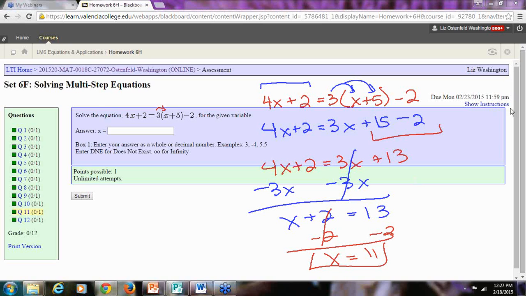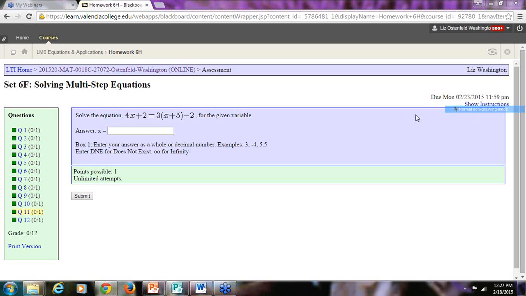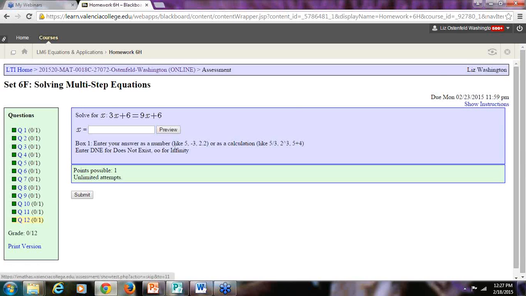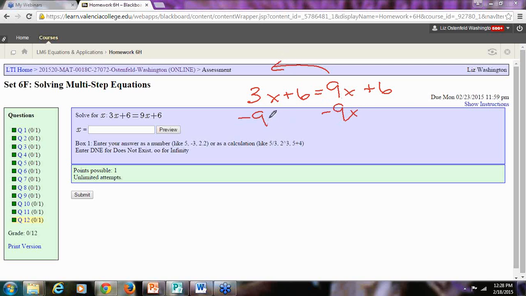Okay. Let's do the last one, which is number 12. I mean, number 12 is pretty much like the other ones, but I'll go ahead and do this one. So 3x plus 6 equals 9x plus 6. Here, I'm going to get the variable on the left by doing minus 9x. This leaves me with a negative 6x plus 6 equals 6. Then I'm going to get rid of the 6 by doing minus 6.